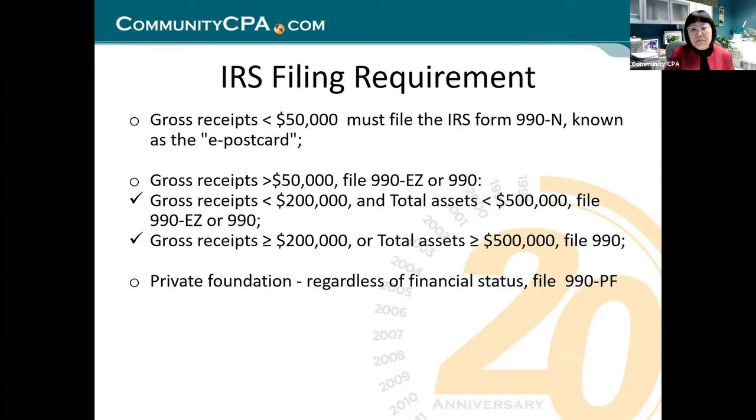Private foundation, remember? Remember that with 501(c)(3), you've got the public charity and the private foundation, and the private foundation files a different form. That's not 990, that's 990-PF. So make sure you know the difference.